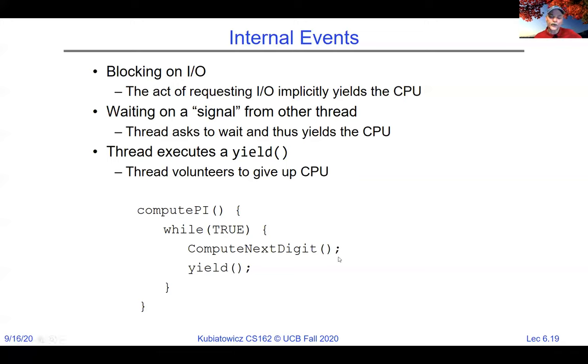Now, of course, this particular application I'm showing on the screen is flawed for a pretty important reason. Does anybody know why this is not a great example of yielding regularly? Well, it yields too often, maybe initially. Does anybody know anything about computing pi?